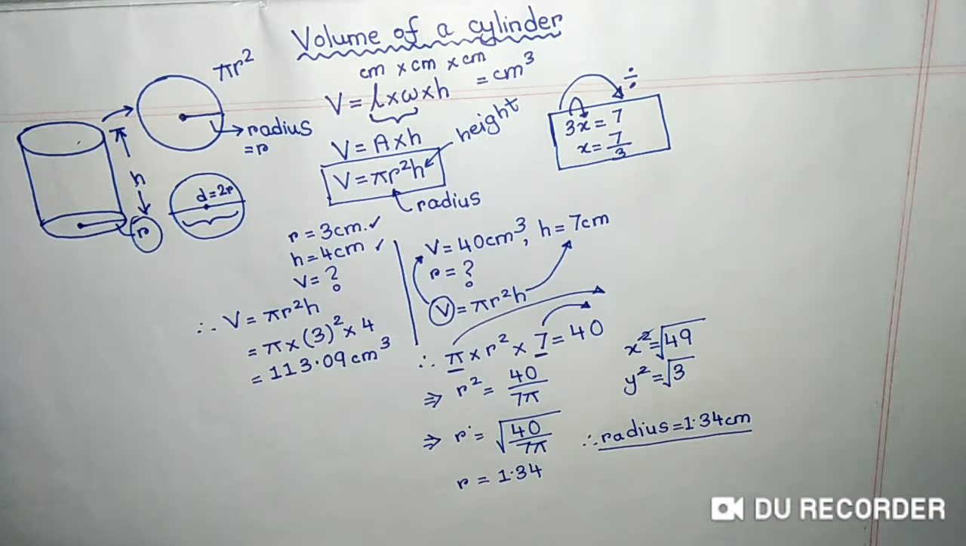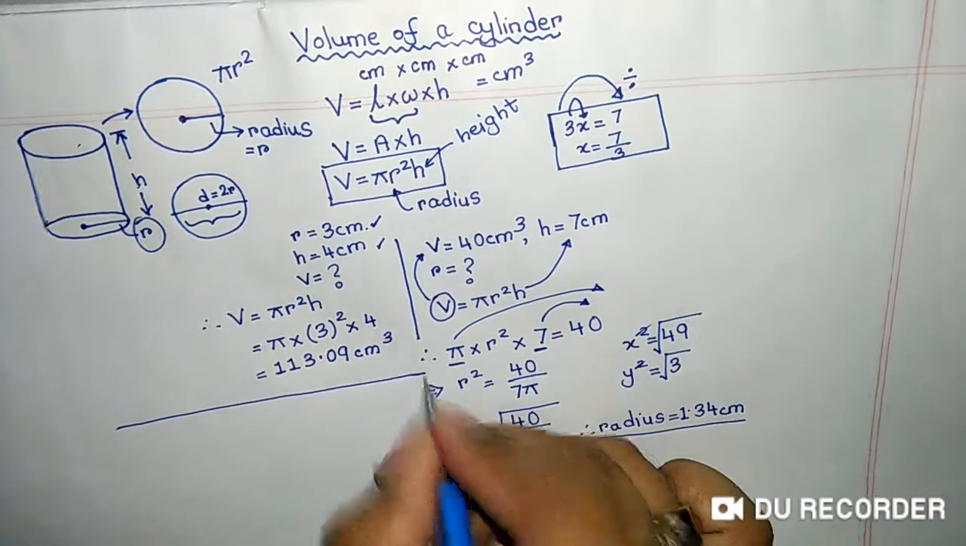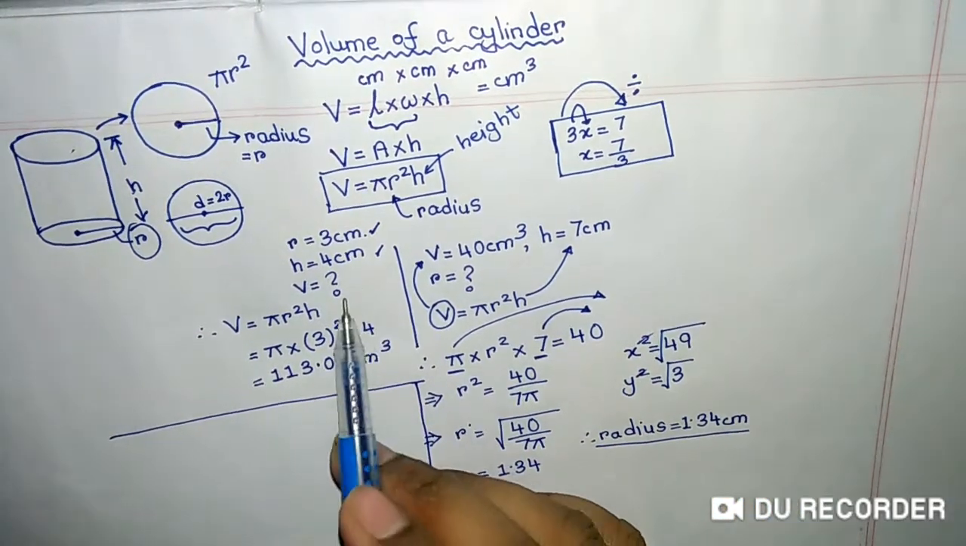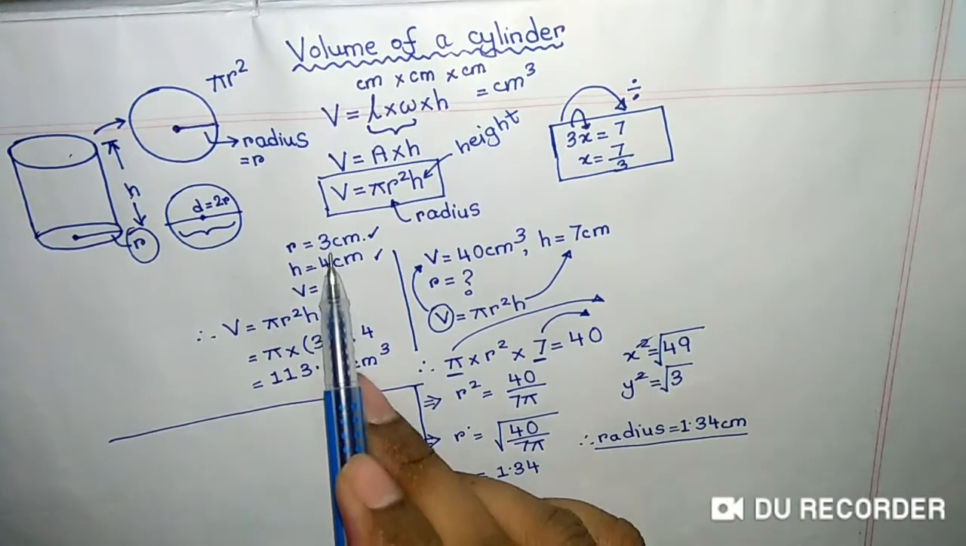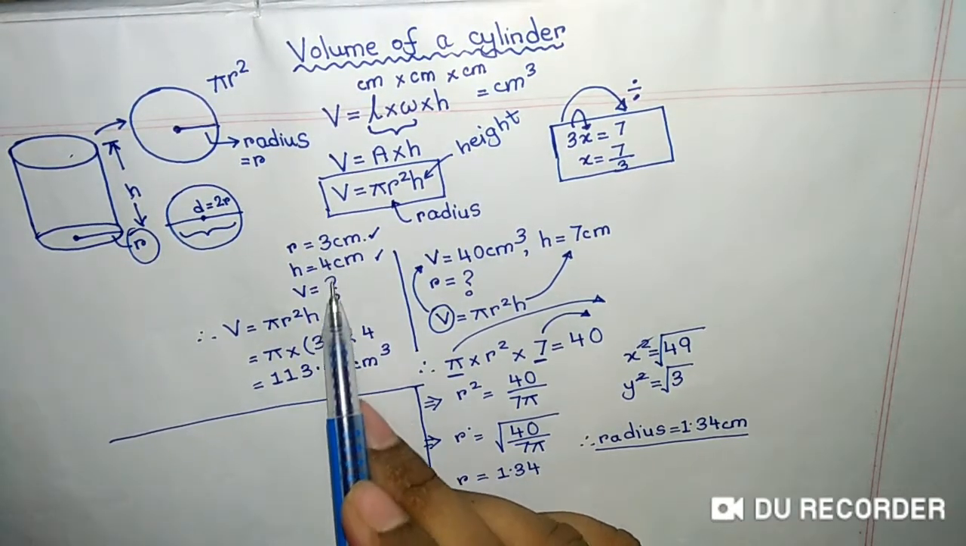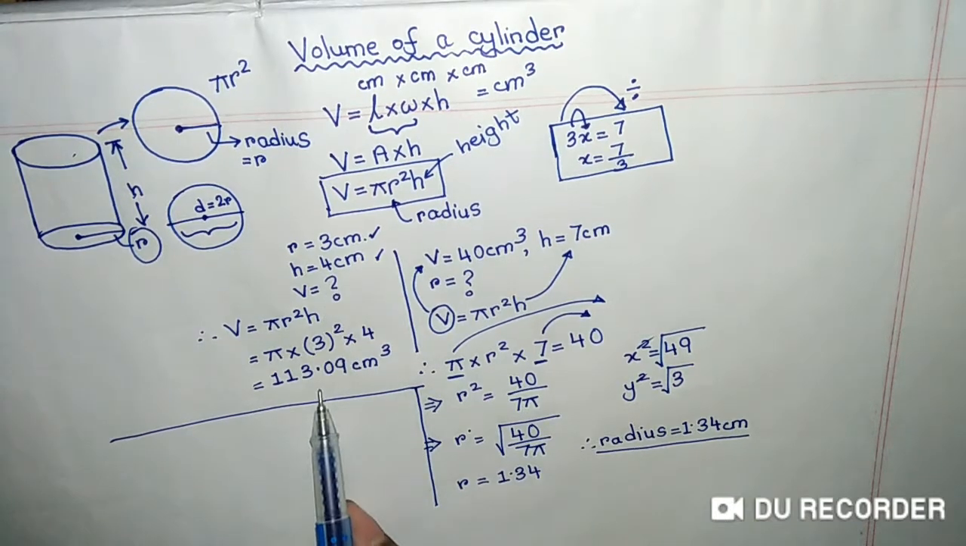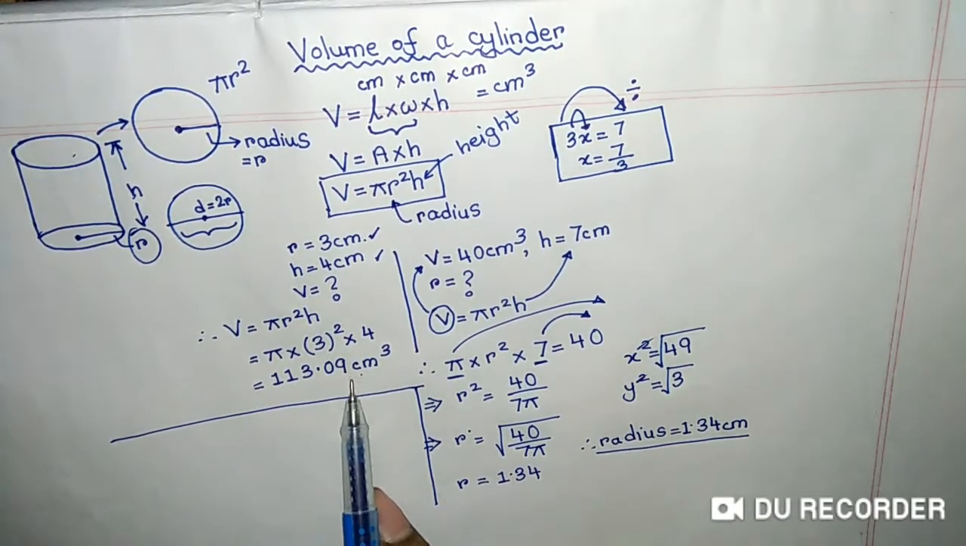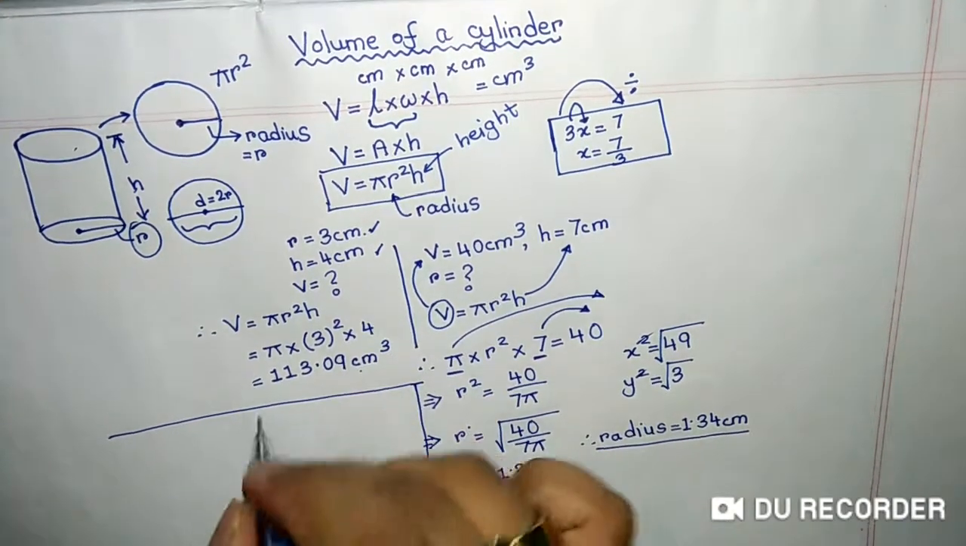Now let us see another problem where instead of the radius, the height is missing. So we can do that problem over here and check that out. Now let me take the same example. At the top, we found the volume of the cylinder with the given radius as 3 centimeter and height 4 centimeter, and we got the answer as 113.09.